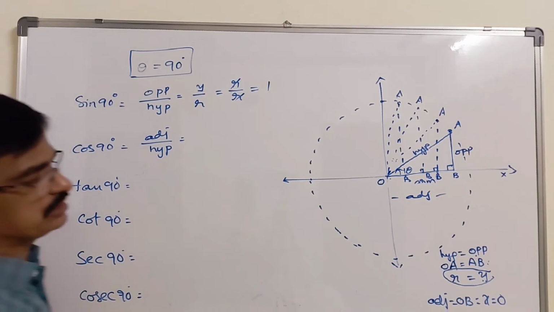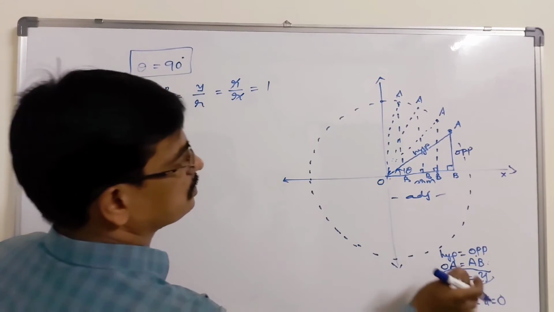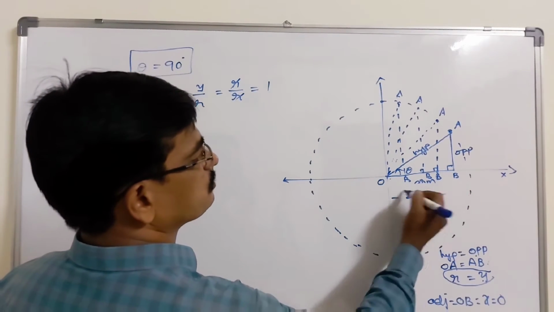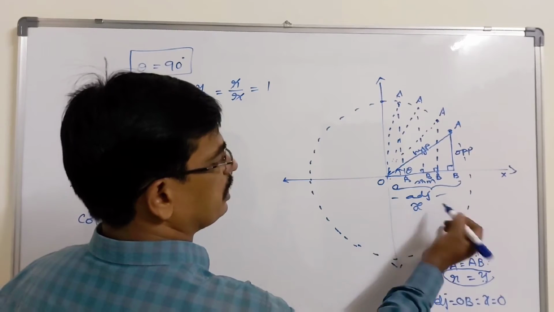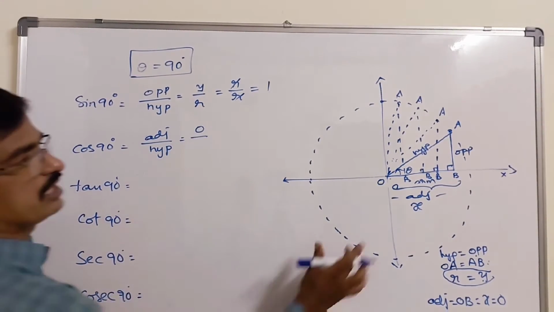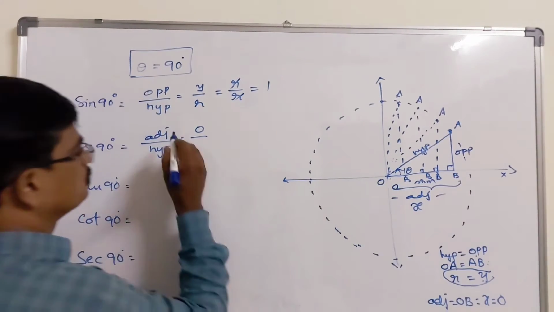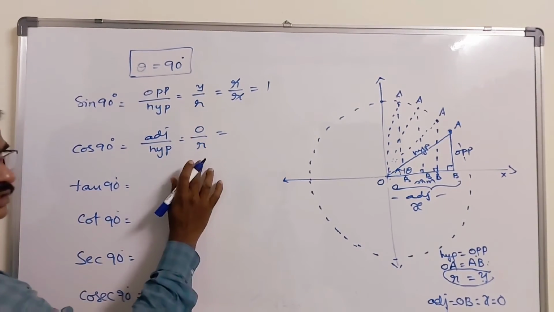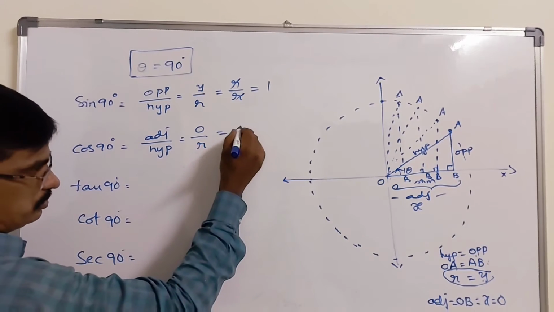Adjacent side by hypotenuse means here the adjacent side is OB, see clearly. That is the x value. The x value becomes 0 here. That is 0 by, what is the hypotenuse? R. Okay, 0 divided by anything is 0.